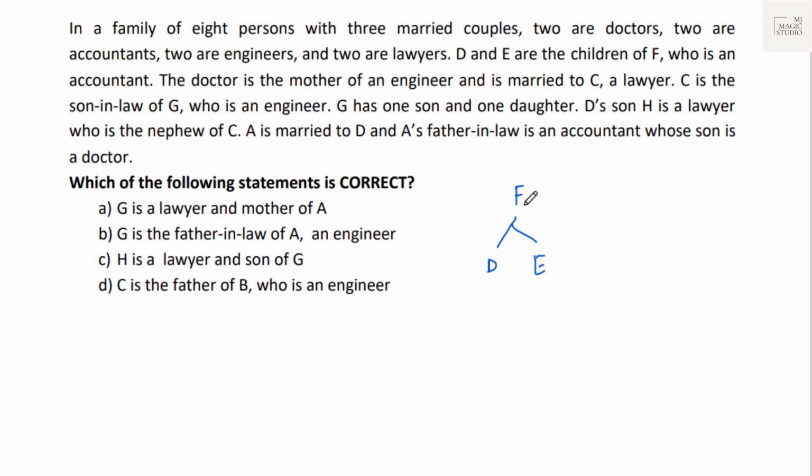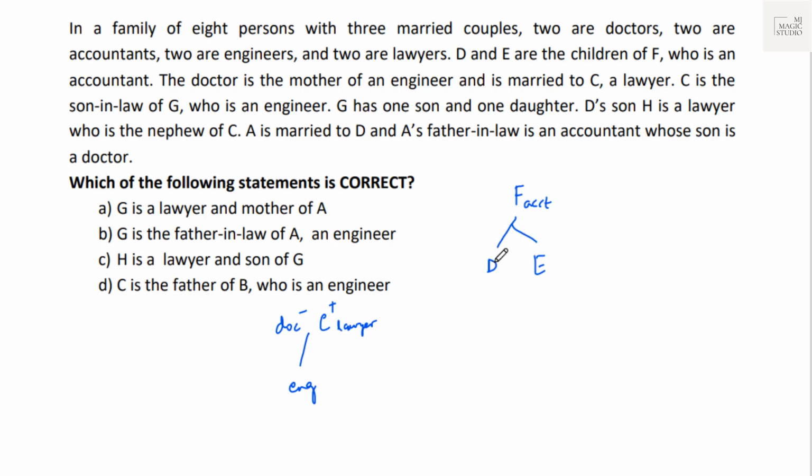who is an accountant. The doctor is mother of an engineer and is married to C, who is a lawyer. C is son-in-law of G, who is an engineer. Okay. G has 1 son and 1 daughter.